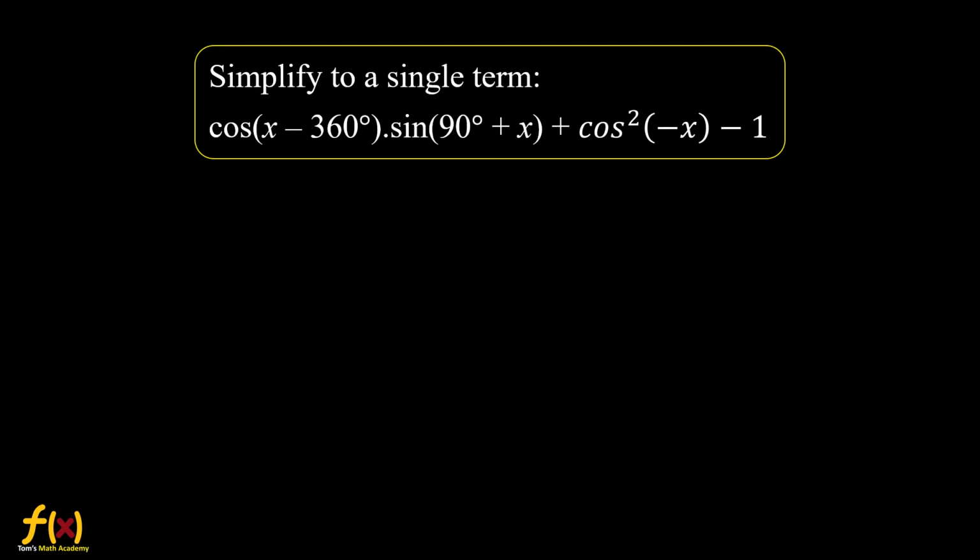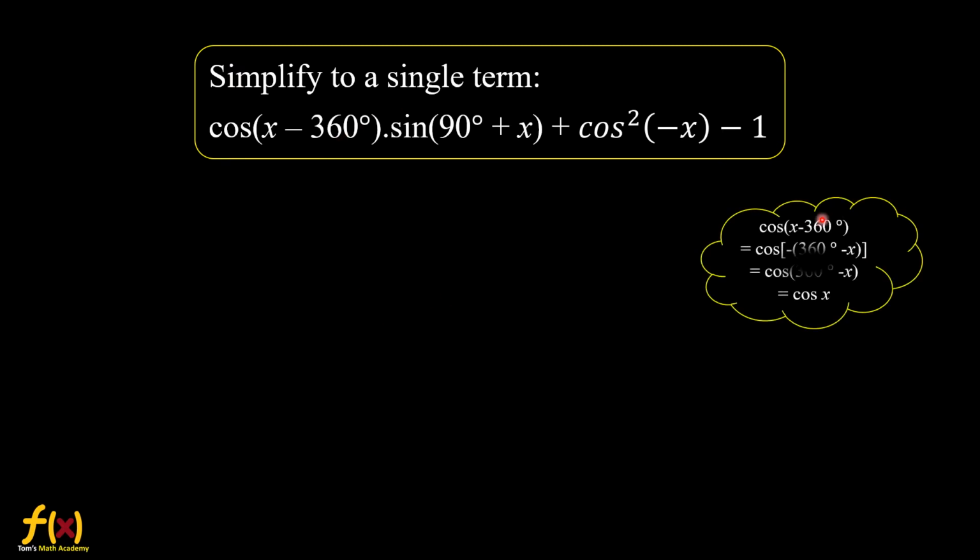Okay, we start. What we do for the first term, the cos of x minus 360. We already know that. We take a minus sign outside and make it 360 minus x. And then cos of minus theta is going to be cos theta. Okay. Cos of 360 minus x. Again, we get cos of x. Cos minus theta is cos theta. Remember that. Okay. Now 360 minus x is in the fourth quadrant. So we get cos x.